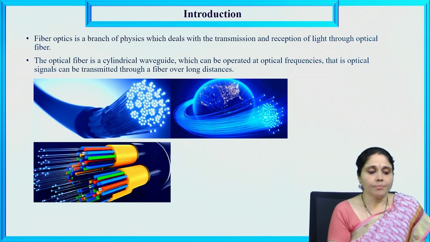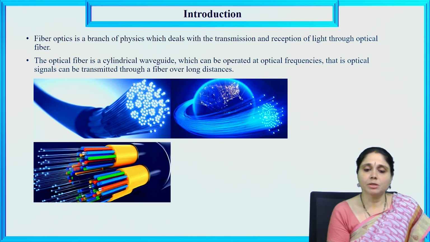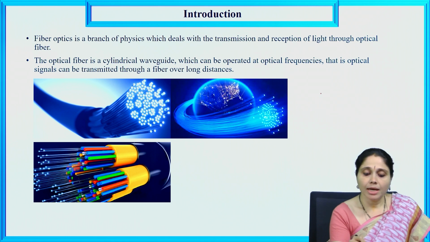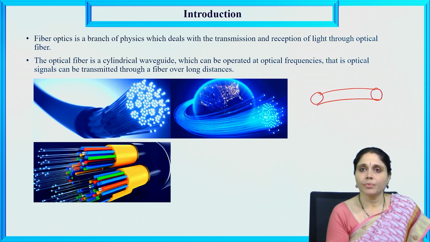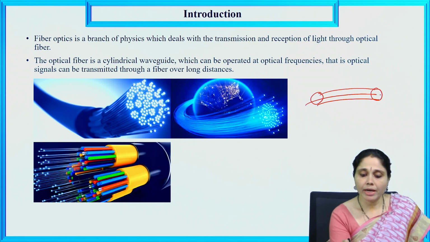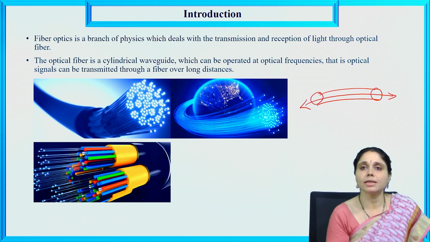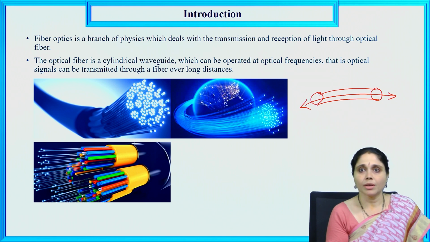So, fiber optics. Fiber optics is a branch of physics which deals with the transmission and reception of light through optical fiber. We will see many optical fibers in our daily life. The name itself suggests that the light transmits through a small region, through a small aperture, which is known as optical fiber. So the transmission of light through this gives us the complete optical fiber.